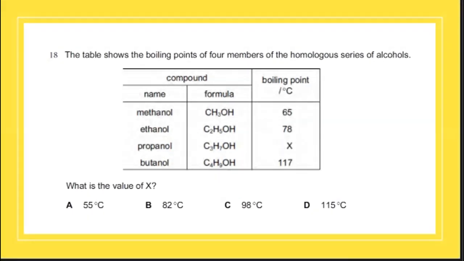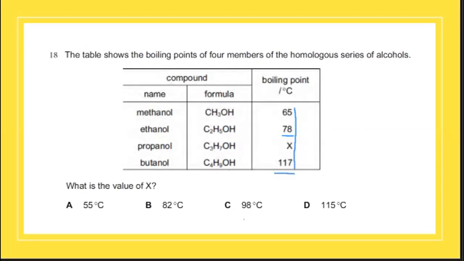Next question. The table shows the boiling point of four members of the homologous series of alcohols. So they have the table there. The question: what is the value of X? Now, just think logically, watch the numbers. You don't have to be smart or super bright to figure this one out. Just look at the numbers. It goes from 65 to 78, then 117. So the answer that we have to get has to be somewhere between 78 and 117.